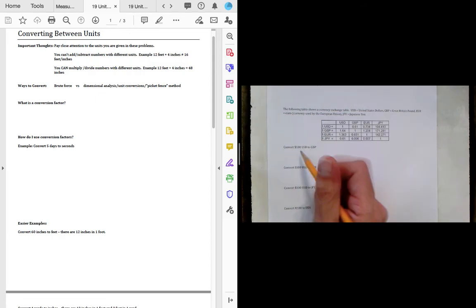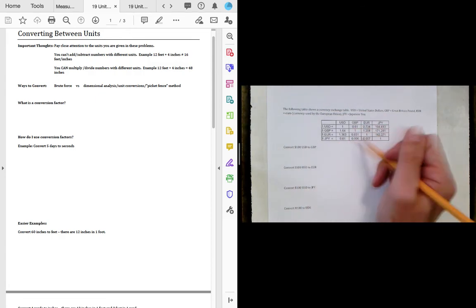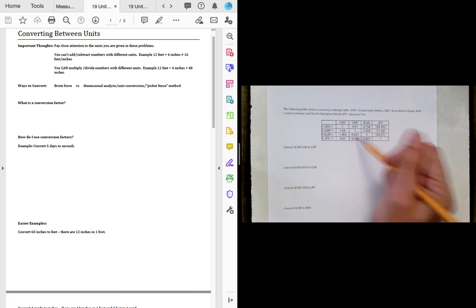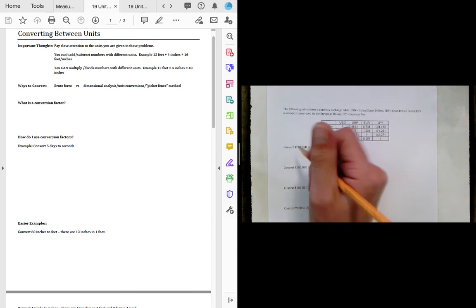So I'll give you an example, and that's how we build, by the way, and this chart is how we build our conversion factors. One of the conversion factors will have a numerator or denominator of 1, and then the other one will have some decimal value attached to it, depending on if we're getting bigger or smaller. So let's try this example first.